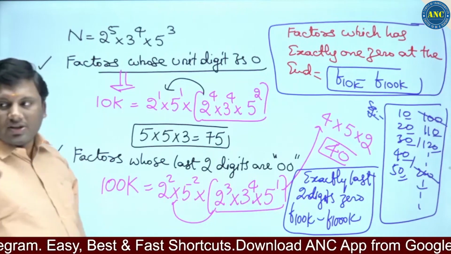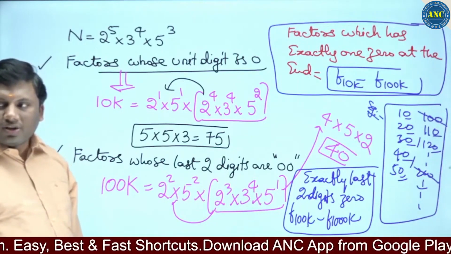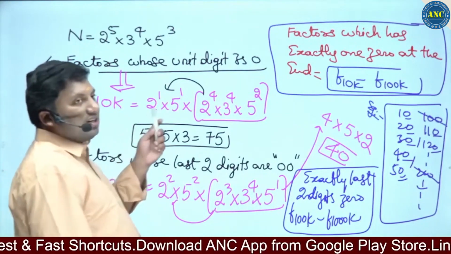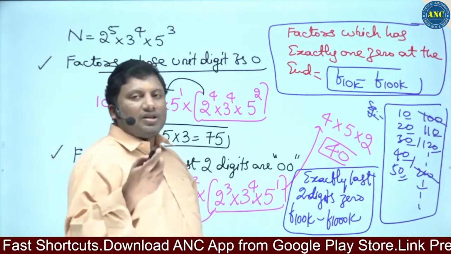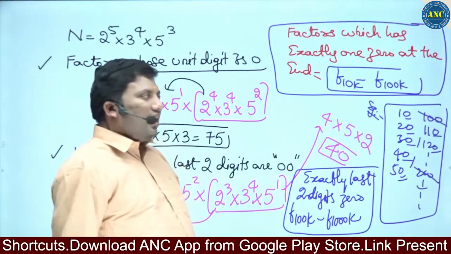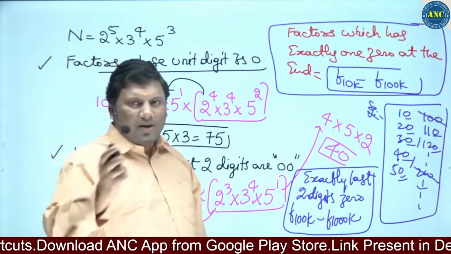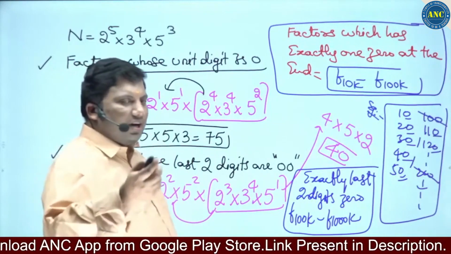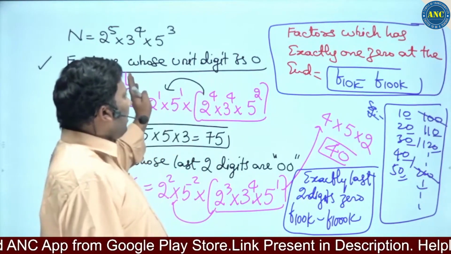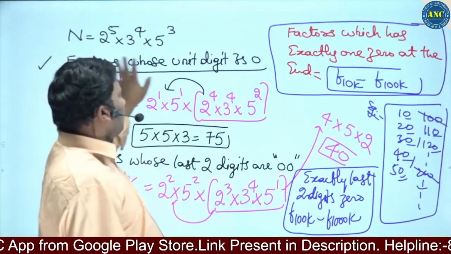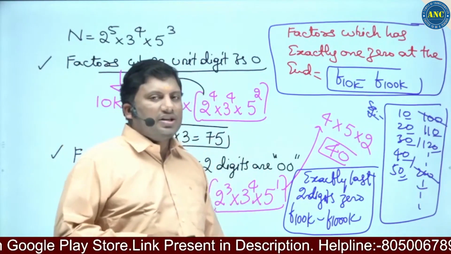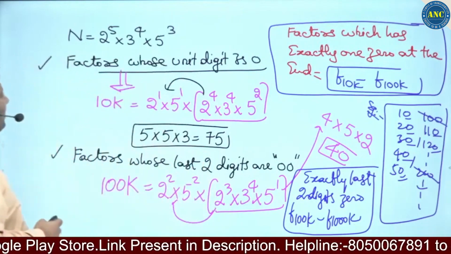Suppose the question is, a student asked me, factors which have no zeros at the end. No zeros at the end is total factors minus factors which have at least one 0 at the end. Same as what we did for perfect squares and non-perfect squares. Total factors minus factors whose unit digit is 0 will eliminate all the factors where the unit digit is 0. I hope the concept is clear.